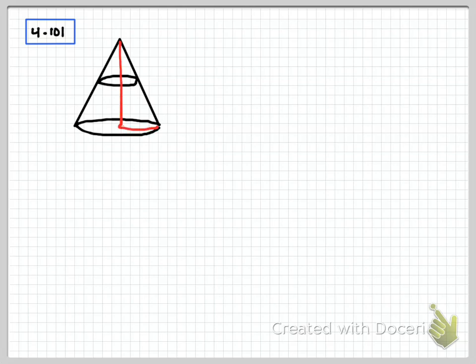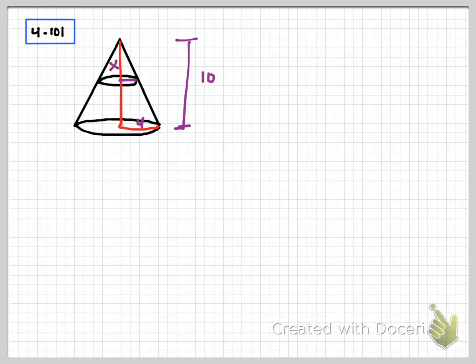Okay. So we know a little bit of information. We know that this length here is x. We know that this length, or the radius, is 4. Then we also know that this is 10. Alright, so we need to find the area of this guy. That's where we're going to start.